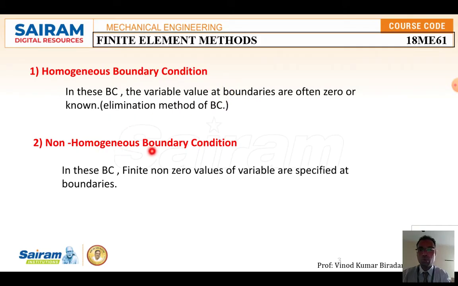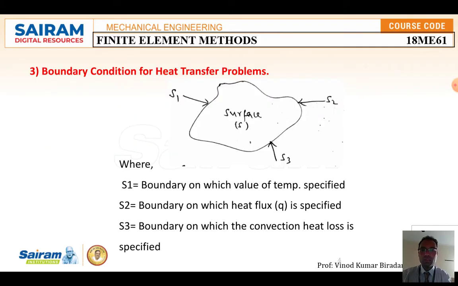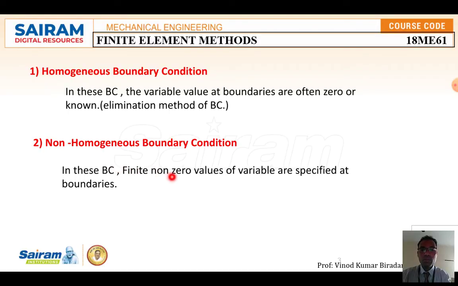So what does non-homogeneous boundary condition mean? In this boundary condition, finite non-zero values of the variables are specified at a particular node or boundary. That is the difference between homogeneous and non-homogeneous. In the homogeneous case we consider zero or known values, whereas here non-zero values of the variable are specified at the particular boundaries, which is called a non-homogeneous boundary condition. If you solve numerical problems on homogeneous and non-homogeneous boundary conditions, you will understand this.